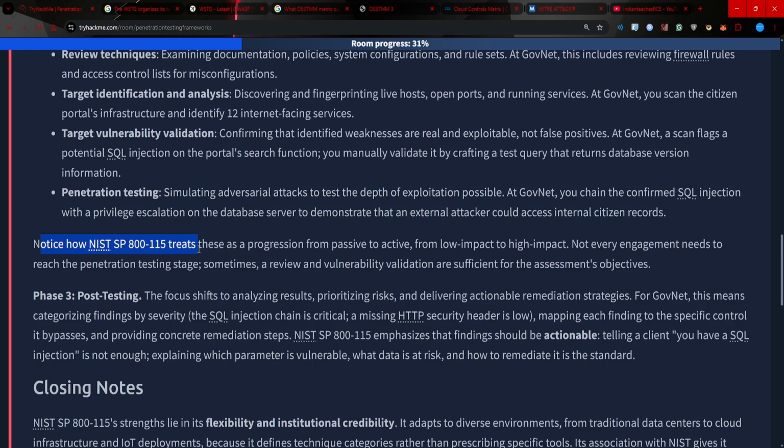Notice how NIST treats these as a progression from passive to active, from low impact to high impact. Not every engagement needs to reach the penetration testing stage. Sometimes a review and vulnerability validation are sufficient for the assessment's objective.